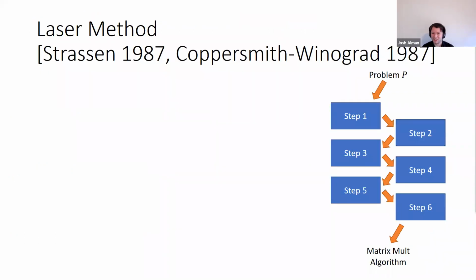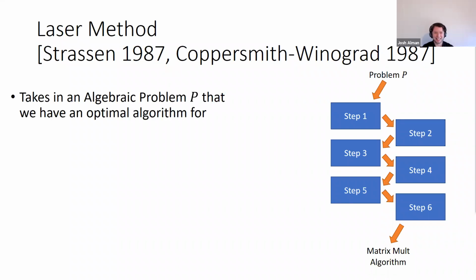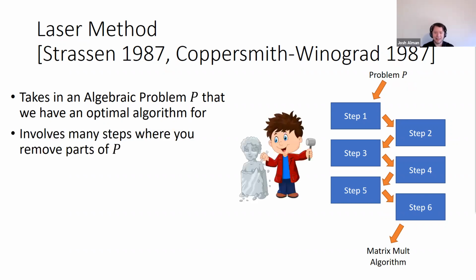So like I mentioned, the way the laser method works is its goal is to reduce some problem P to matrix multiplication. So it takes in as input at the top an algebraic problem P that we have an optimal algorithm for. And then it involves a lot of different steps where you remove away parts of P. Remember, we're sort of removing inputs and removing outputs for it. I like to think of it a little bit like sculpting, where you start with a big block and your goal is to get to a nice sculpture of matrix multiplication at the end, and you keep chiseling away parts that don't look like matrix multiplication until you get to a matrix multiplication at the end. And your goal is to get to as big a matrix multiplication at the end as possible.